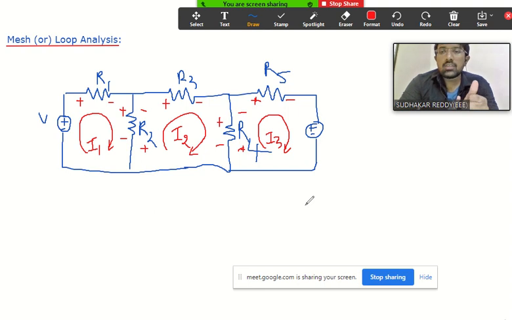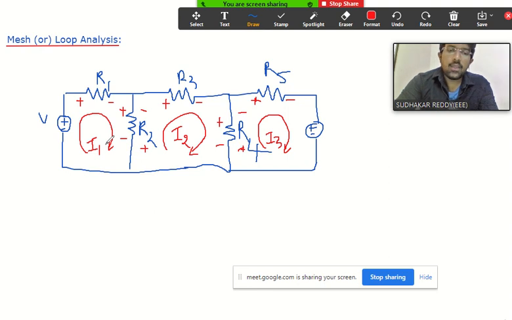After assuming the loop currents, the next step is you need to assign the polarities across each and every element for the voltage drops. Based on which currents? Based on your assumed loop currents, you need to assign the polarity. So this is the third step. The fourth step is observe.